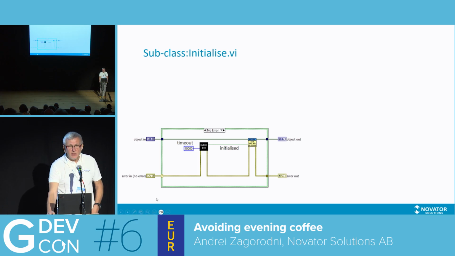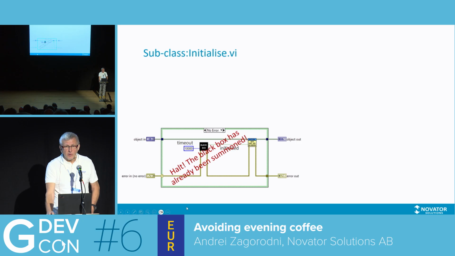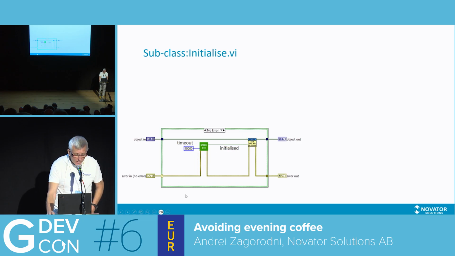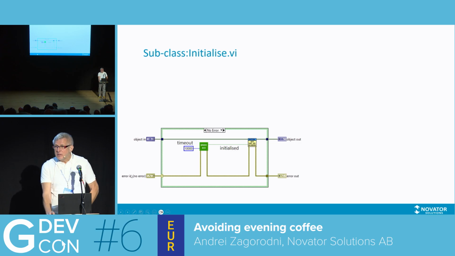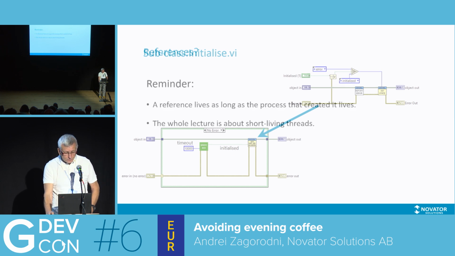Now, what is implemented in each unit? This is the initialize VI. So we have a black box. Sorry, black box is already used. It's a green box. So a green box, which is specific for each class. This is where the initialization code is placed. And this green box reports success of initialization to the code of the superclass, which is quite simple. It checks success of initialization and checks for error and reports it.